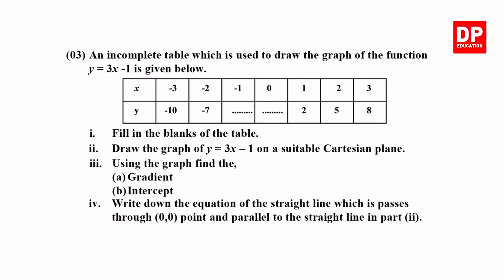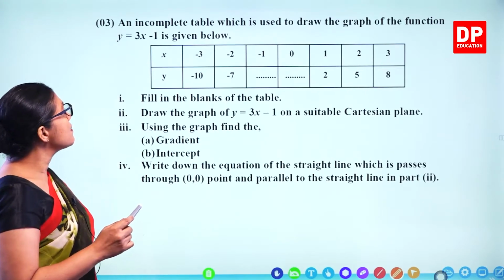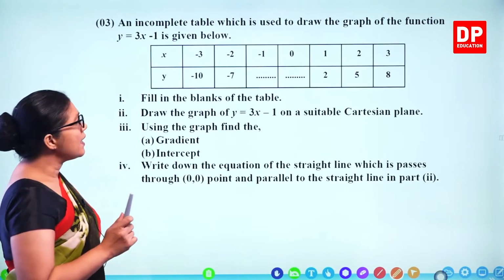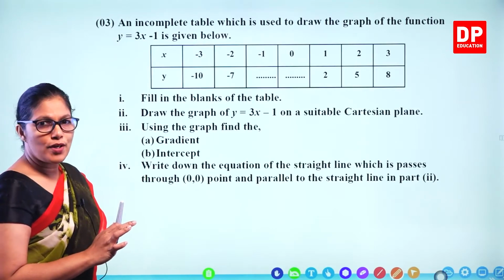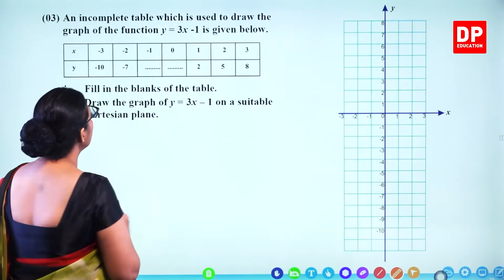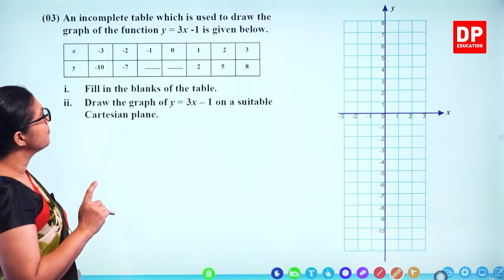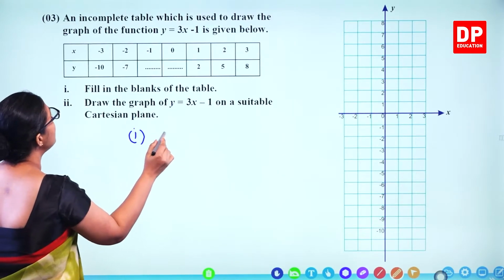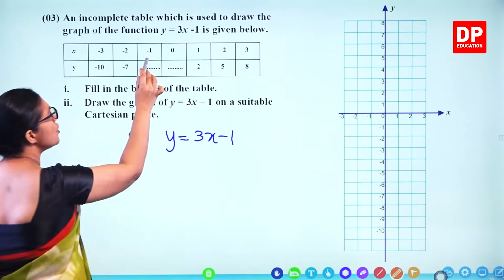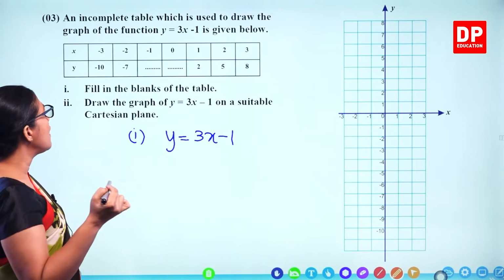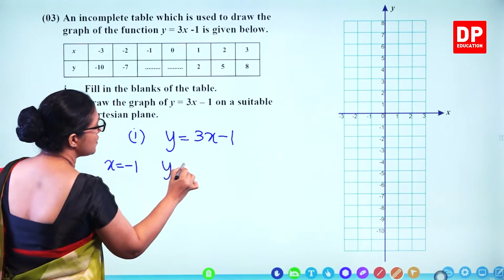Let's do question number 3. An incomplete table which is used to draw the graph of the function y equals 3x minus 1 is given below. So this is a straight line. So you have to first fill in the blanks and draw the graph and answer the questions. So we'll do separately. So you are asked to find out, fill in the blanks of the table. So what's the equation given? Y equals 3x minus 1. So what you need to do, you substitute the x values and find the y value. So when x equals minus 1, what's the value of y?